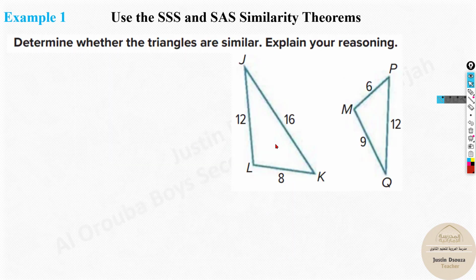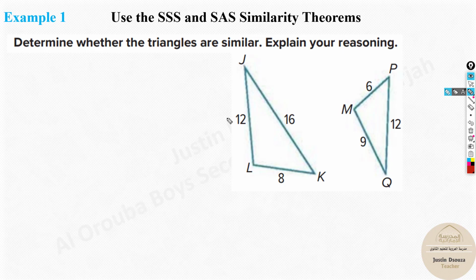Now then, we will see some problems here. Determine whether the triangles are similar. Explain your reasoning. Now here, they have not mentioned any A, B, C, or M, P, Q. Nothing is mentioned. You must choose it. So how would you go along with it? It's very simple. See over here, which is the smallest side? Let's look for the smallest side in both of these.